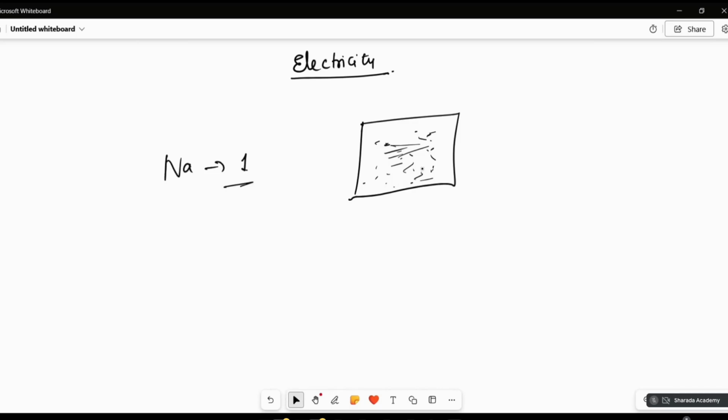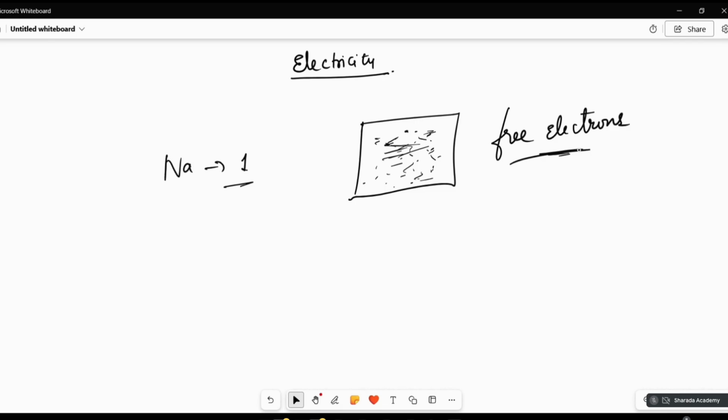Again I repeat, in a metal, the outermost electrons just come out of the atoms, and they will be randomly moving within the metal itself. Those electrons we call free electrons.